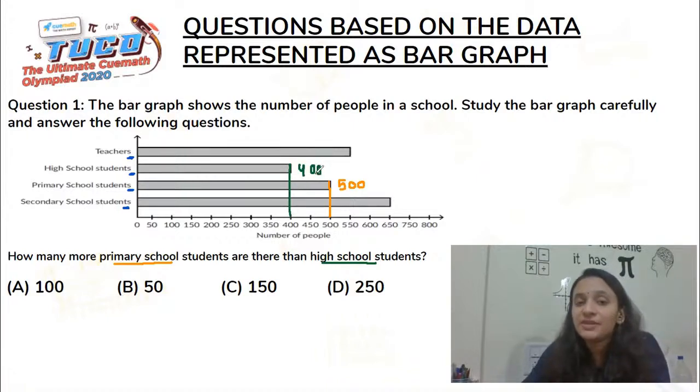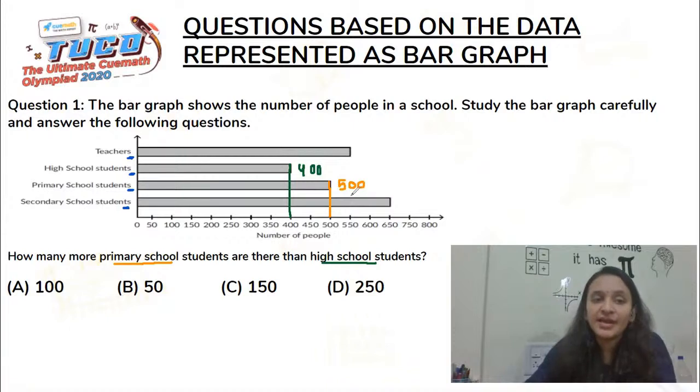The difference between 400 and 500 is 100. That would mean there are 100 more primary school students than what we have in high school students. So the right answer to this question clearly becomes option A. So I hope you've understood how to read a bar graph, as well as how to get the information out of it and then answer the questions. With this, we'll be moving on to our next question.